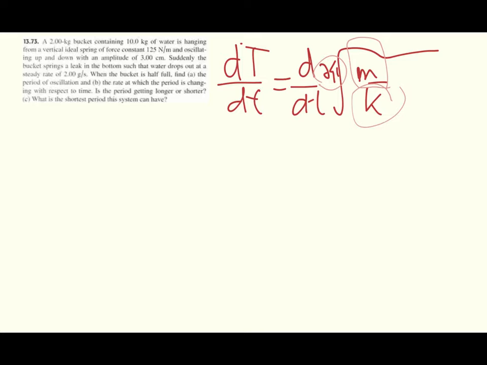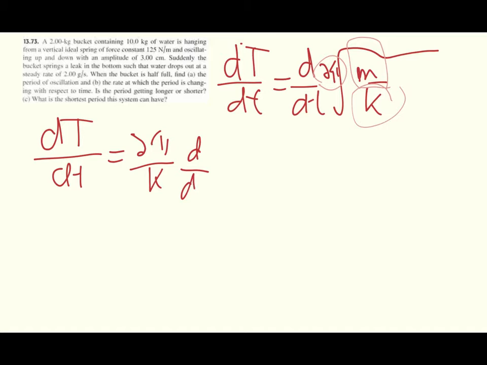So we have dT/dt, the derivative of the period with respect to time. It's just going to be, remember, take the 2 pi and the root k and put them out front. I'm going to take the derivative of just that piece. But in order to do that, we're going to have to do some implicit differentiation, which means we're going to have to differentiate this and multiply it by the rate at which it changes.